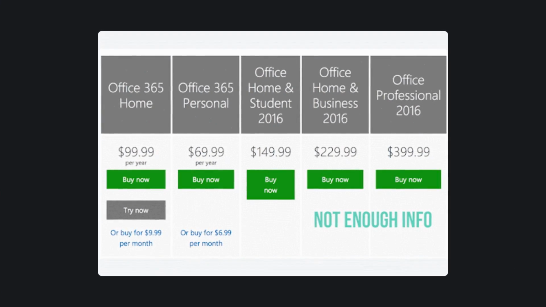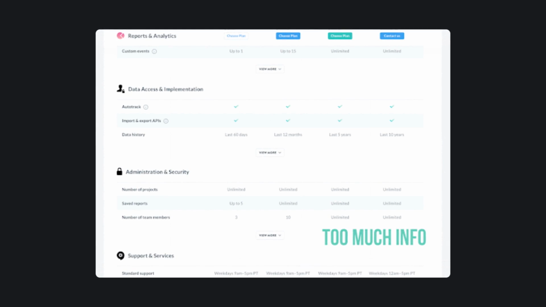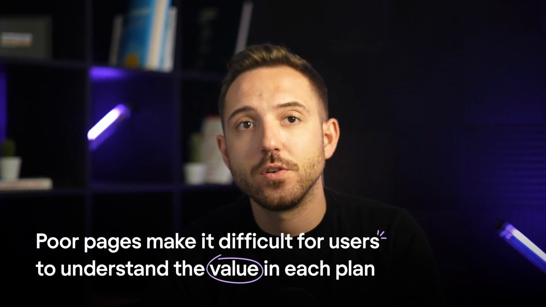It's either of the two: overcomplicating what was supposed to be easy, or lacking useful information needed for a confident decision. Anyway, poor pricing pages make it difficult for users to understand the value in each plan and choose the most suitable one. Feature distinctions are endlessly long. The difference between plans is elusive, and choosing a plan becomes a chore.